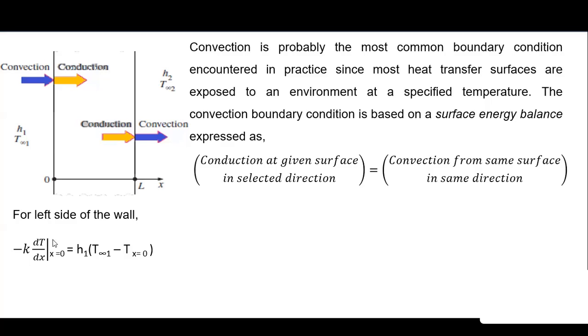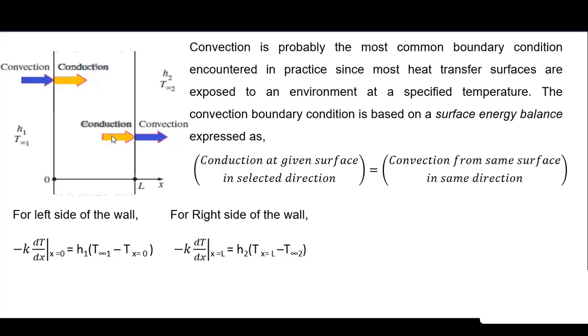So this is how we can specify the temperature or the specified condition for the left side. Similarly on the right side, the rate of conduction, that is minus k dT/dx at x equal to L, is equal to the heat transfer coefficient on this side, h2, times the temperature difference: the temperature at x equal to L minus T infinity 2.